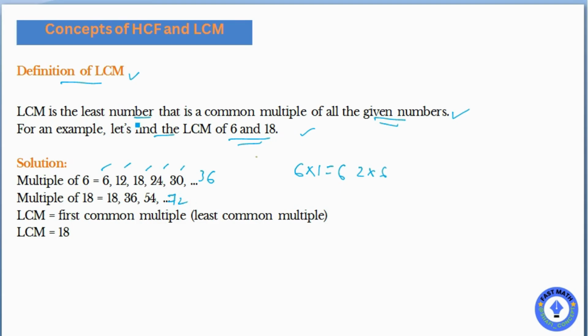As per the definition, LCM is the common multiple. The common multiple for both numbers can be taken as LCM. In both cases, what is the common multiple? 18 is the common multiple. That's why the LCM of these numbers will be 18. Hope you have understood the theory of LCM.